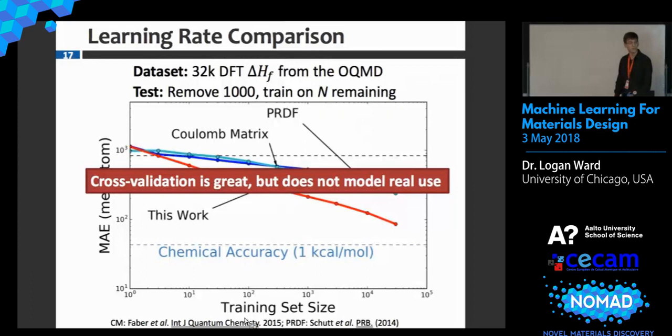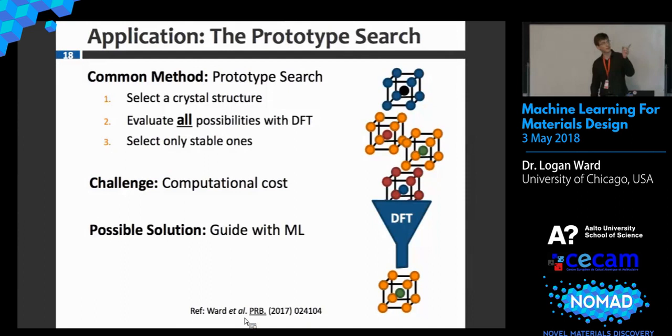Now, of course, this is interesting. It's showing that our machine learning model is, in fact, working, but it doesn't necessarily model how we would use it in practice. So to do so, we studied the application of this model to a prototype search. So this is a commonly used approach in high-throughput computational material science, where one takes a particular crystal structure prototype, decorates it with many different compositions, and then uses DFT to identify which are most likely to be stable. So given that only a small fraction of the materials evaluated are actually stable, there's a large potential opportunity to accelerate this with machine learning.